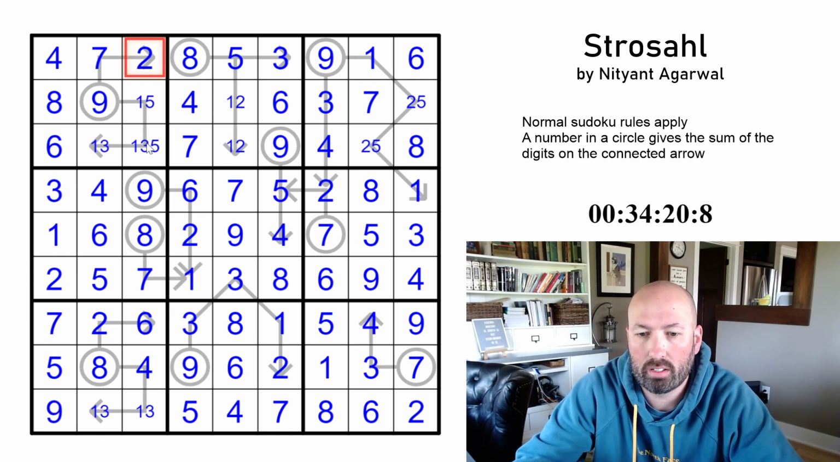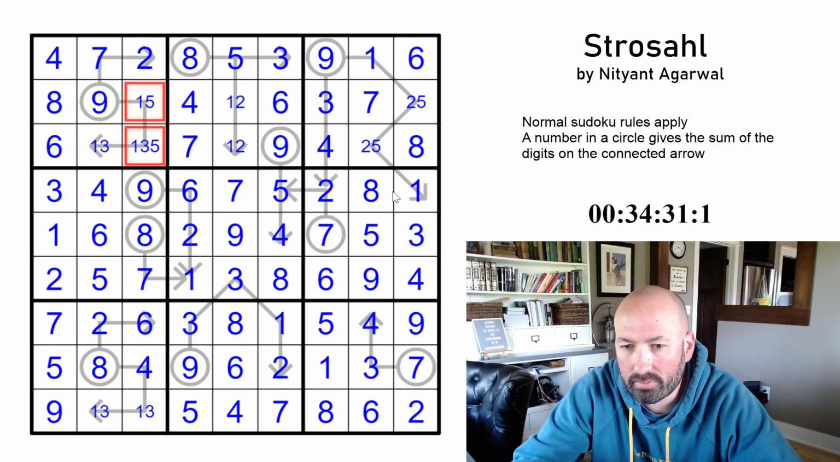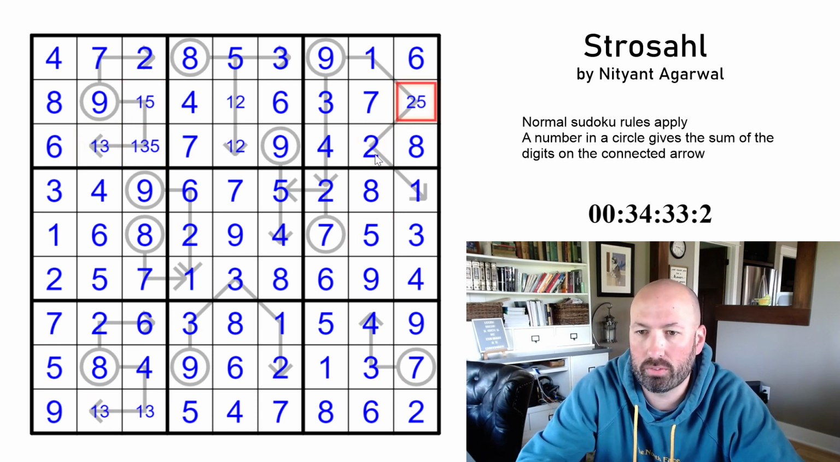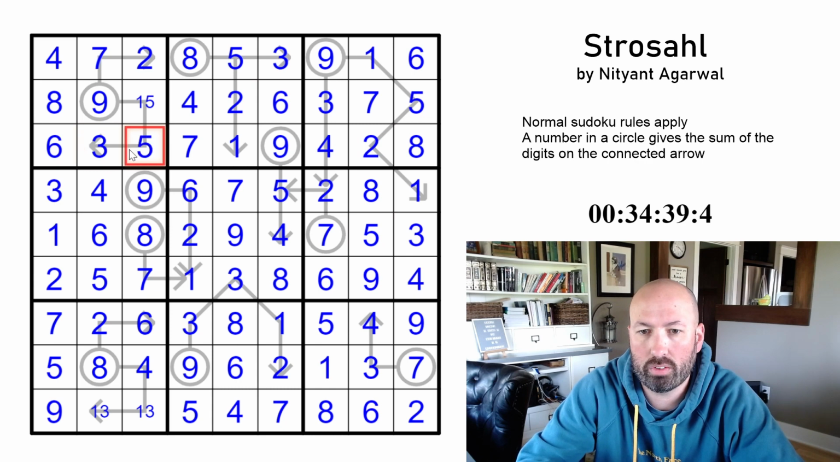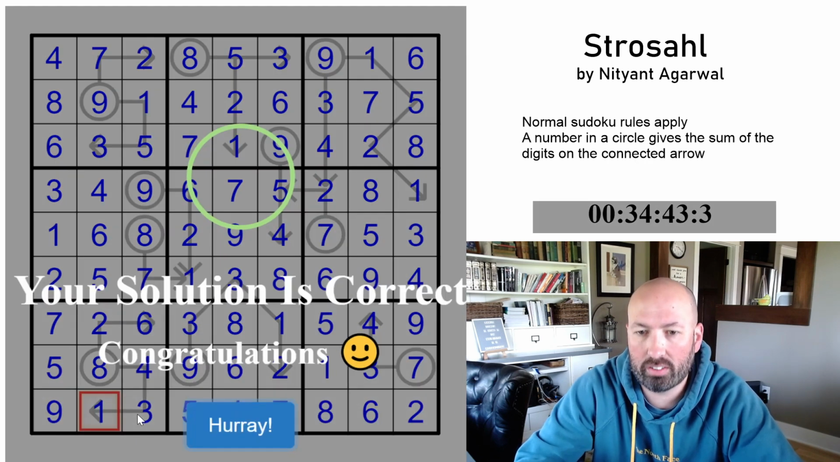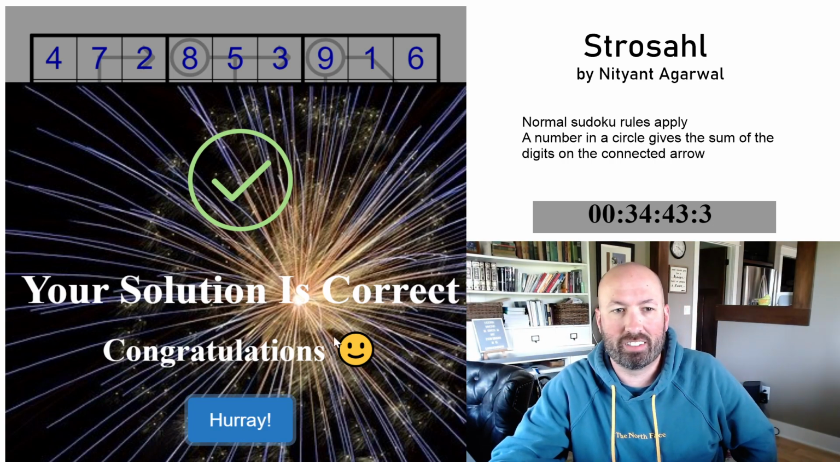Now, the last little bit. 1 and 3, 1, 3, and 5. So there's a 5 here. 5 over here gives us the 2, 5. That 2 is going to give us 1 and 2. And now we know the 1 isn't there. So this is 3 and 5 and 1. And the 1 and 3, fix those. Your solution is correct. Congratulations.